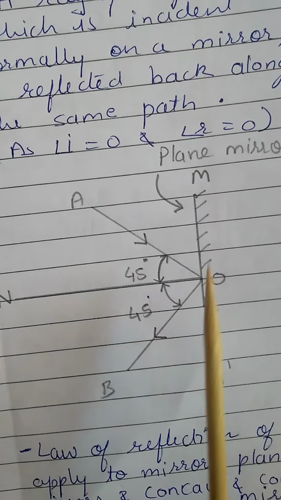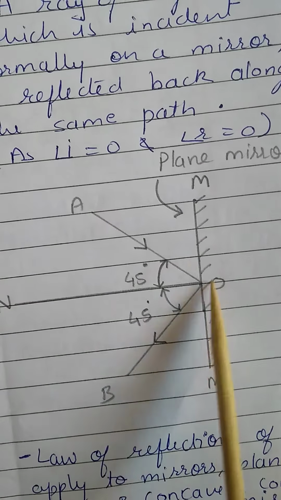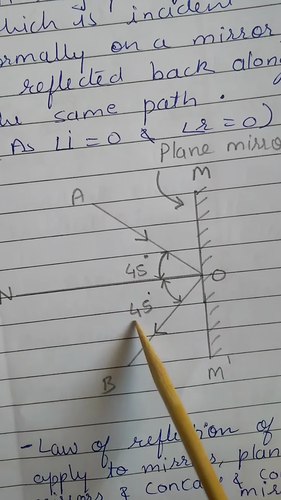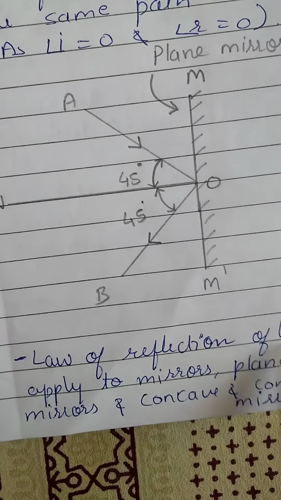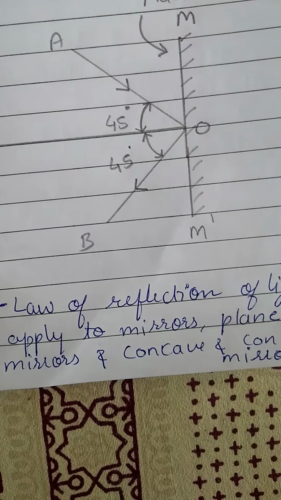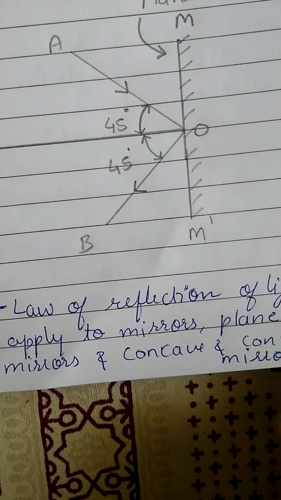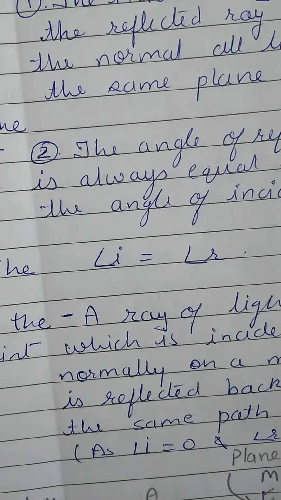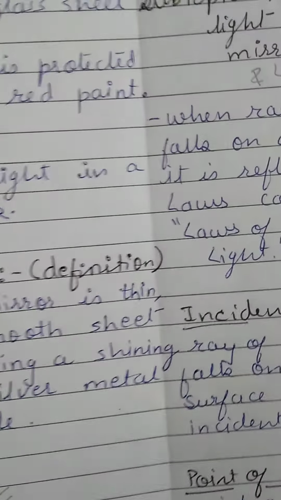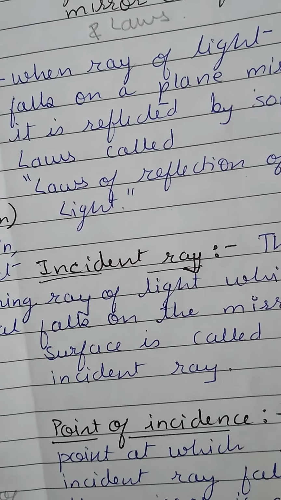For example, M and M dash is a plane mirror, and ray AO is falling at 45 degrees incidence. So reflection also takes place at a 45 degree angle. The law of reflection of light applies to plane mirrors, concave mirrors, convex mirrors, wherever the reflection of light is taking place, there these laws get applied. So I hope this topic of reflection of light, the angles, the laws, and the terminologies related to it are clear to you.